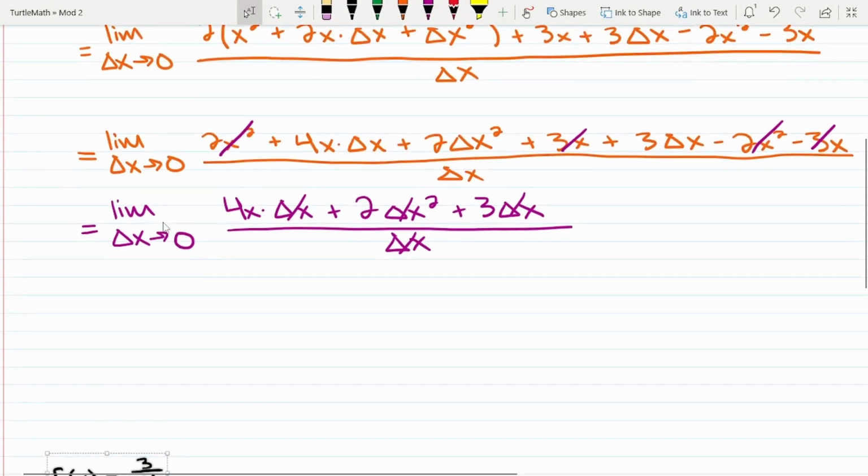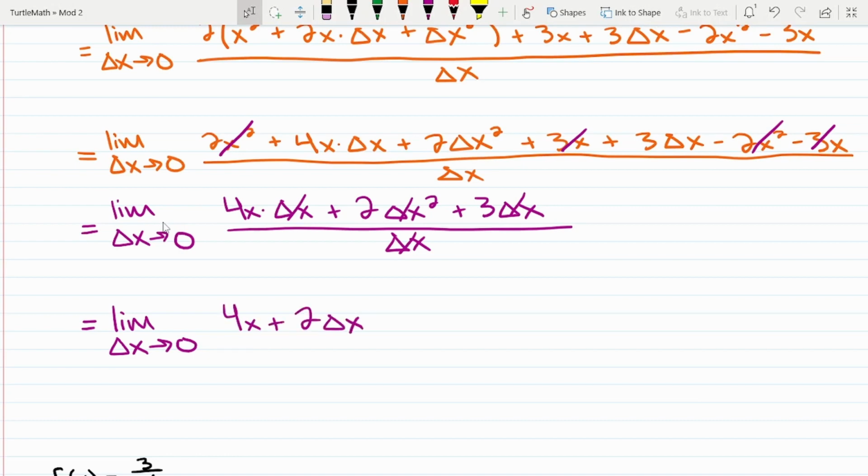once we've canceled out our delta x, we have the limit as delta x approaches 0. Now we just have 4x plus 2. We still have another delta x there because that's delta x squared plus 3. Now we're going to evaluate this limit by plugging in 0 for delta x. We have 4x, so that stays the same, plus 2 times 0 now, plus 3.